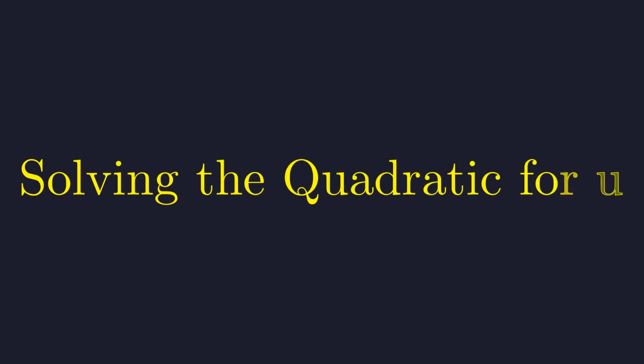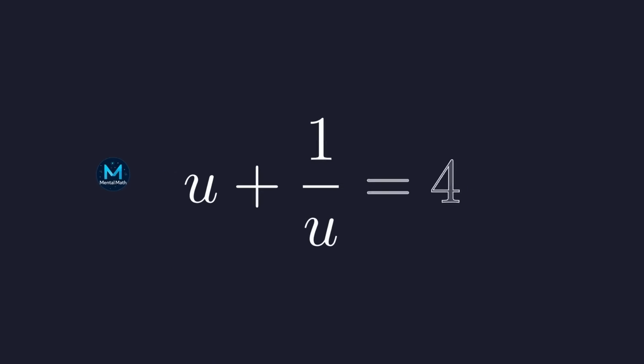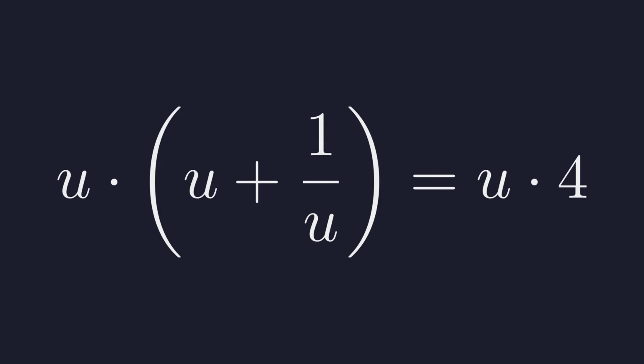Our first goal is to solve this new equation for the variable u. We start with our simplified equation. To convert this into a standard polynomial form, we need to eliminate the fraction. The most direct way is to multiply the entire equation by u. Multiplying every term on both sides by u is our first step.